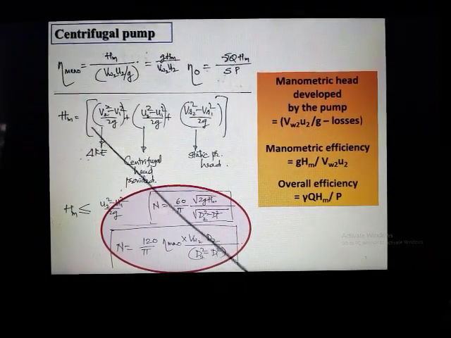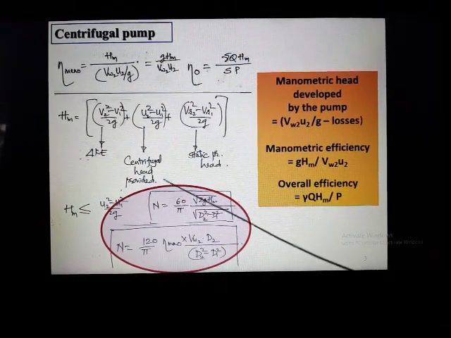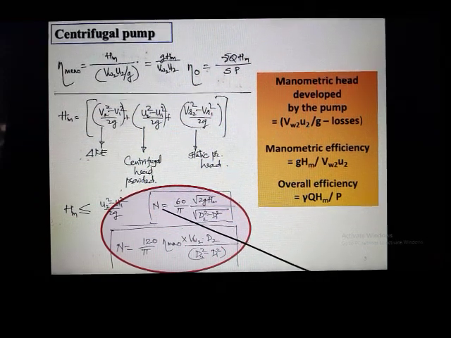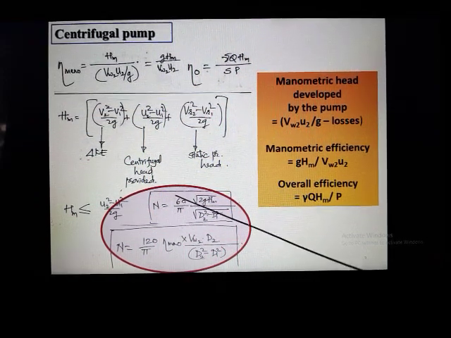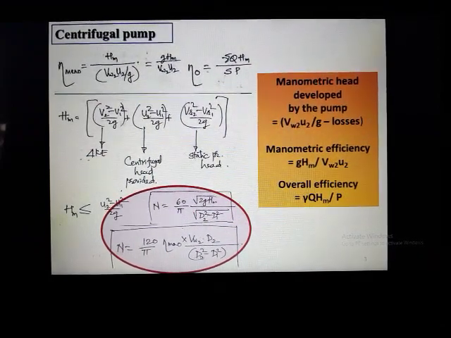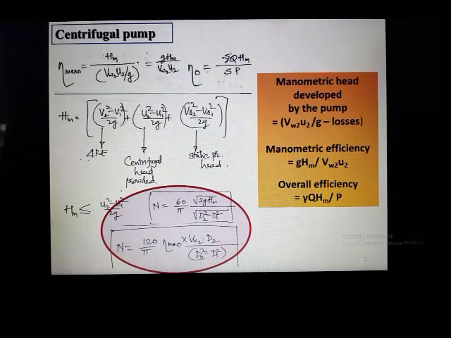Then this equation, fundamental equation of centrifugal pump. So what is to be carried in this slide is minimum starting speed N, which is given by two equations. We should be able to remember these two for solving the problem. We will stop here. We will solve problems in the next session.